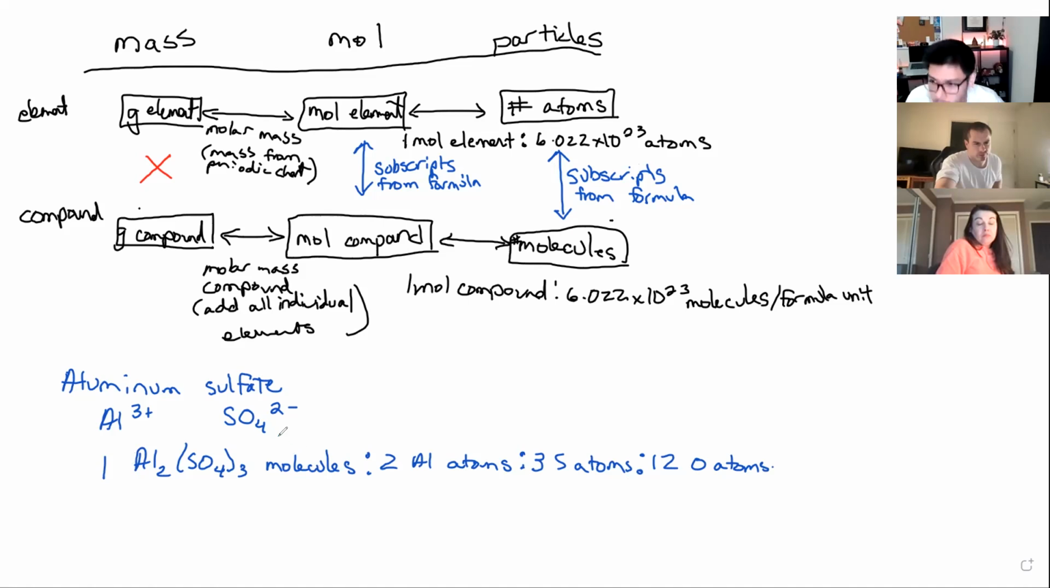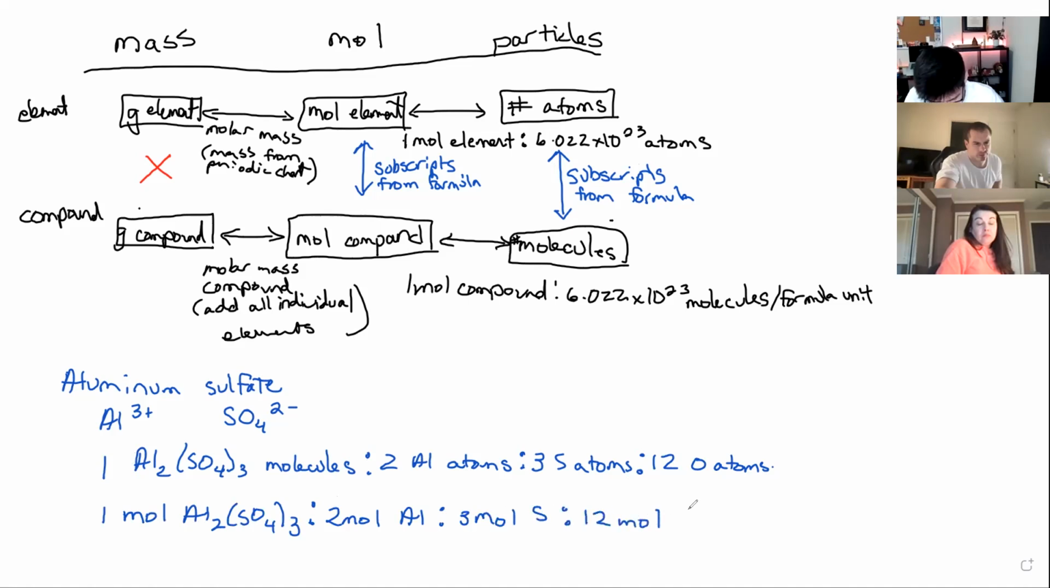I could easily take molecule and atoms and just replace it with the word mole. So 1 mole of Al2(SO4)3 will contain 2 moles of aluminum. It needs 3 moles of sulfur, and it will require 12 moles of oxygen.